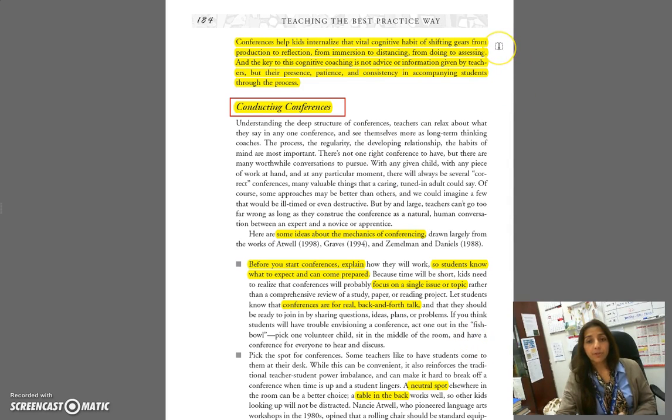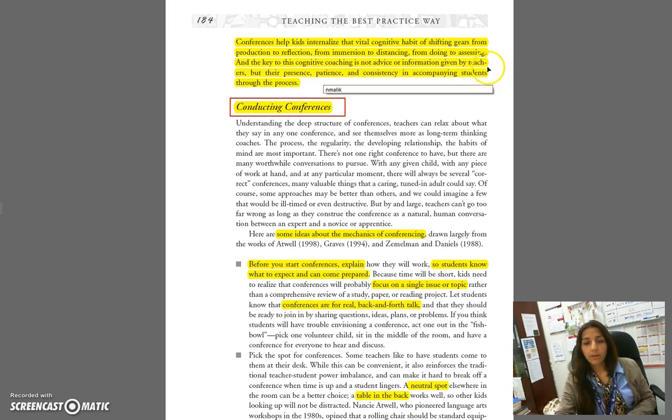So conferences help students internalize that vital cognitive habit of shifting gears from production to reflection, from immersion to distancing, and from doing to assessing. So the students have to change the way they work. They don't have to be just doing things, but they have to be assessing and monitoring what they have done already. And they don't have to be, again, doing something, but they have to be reflecting on what they have done in terms of finding out how they can do it better and how they can improve and correct the mistakes which they have made.